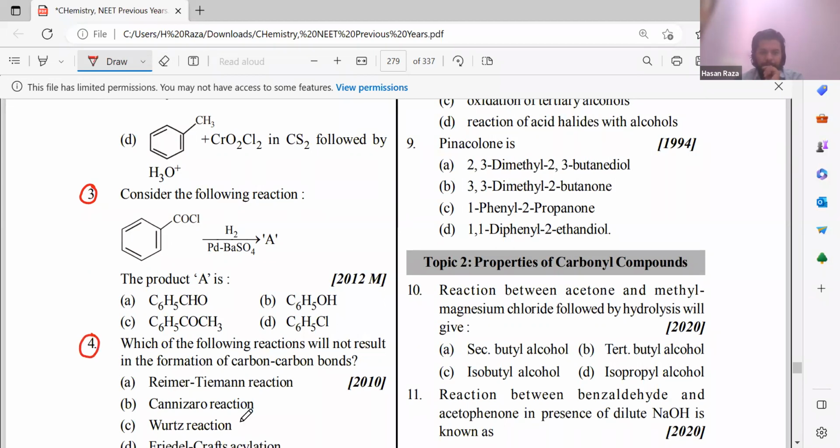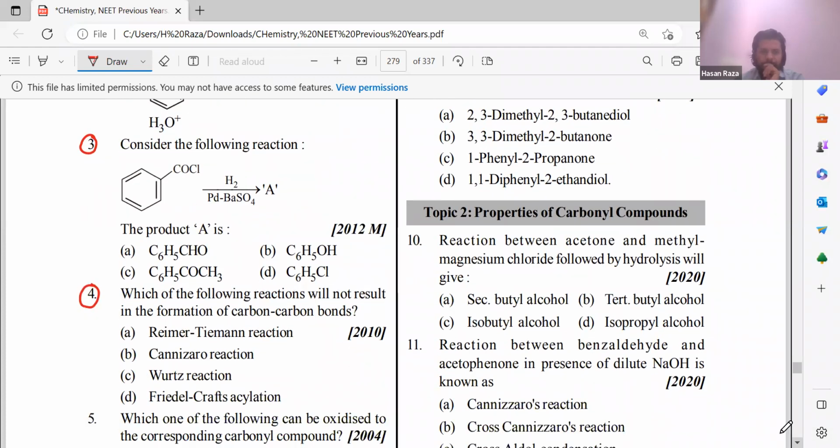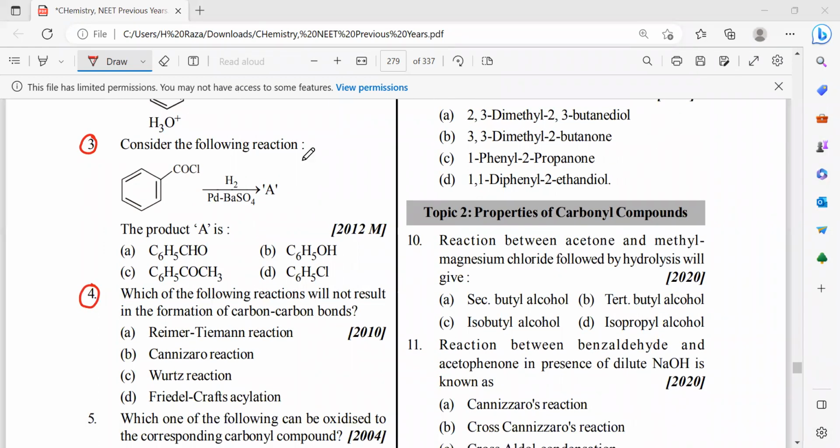Question number 4. If we do not revise, then we will be covering only the theoretical part. We will not be able to do the questions, and that is very bad.